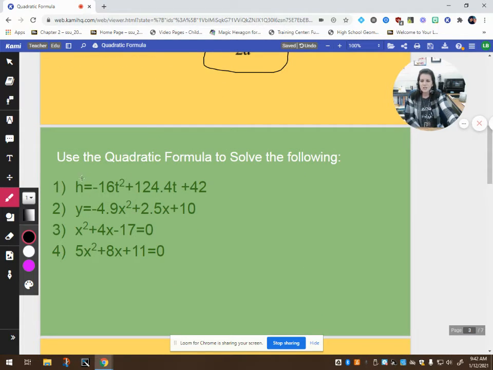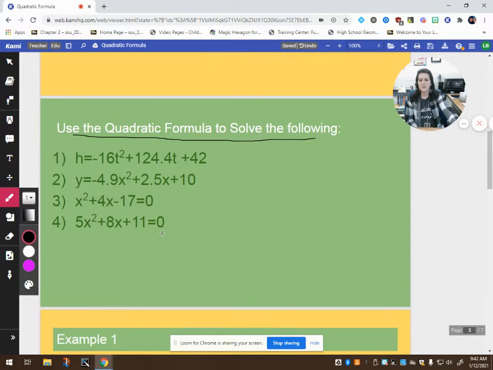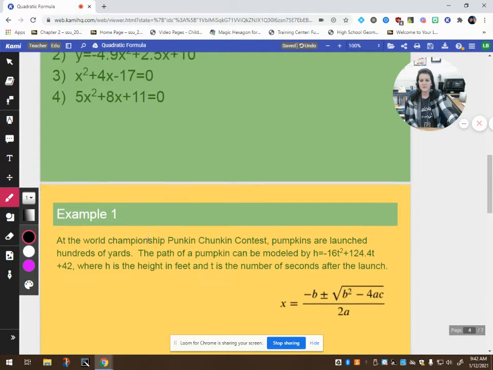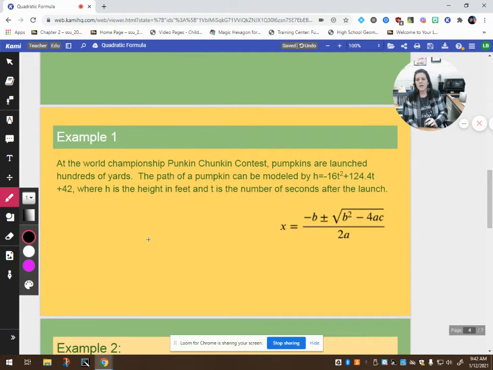So in this video, we're going to use the quadratic formula to solve each of these 4 equations. Some of them have different stories that go with them, but we are going to solve all 4 of them. So let's jump in and get started.